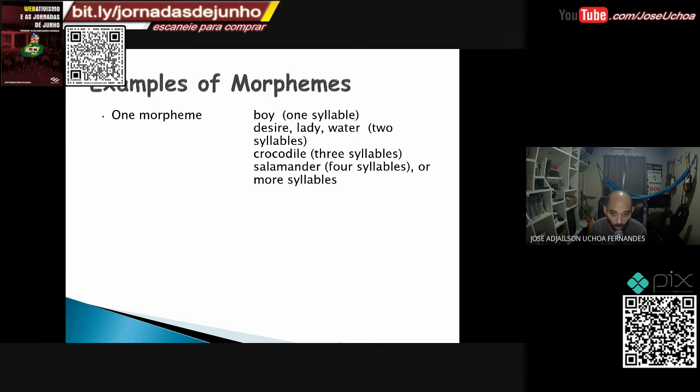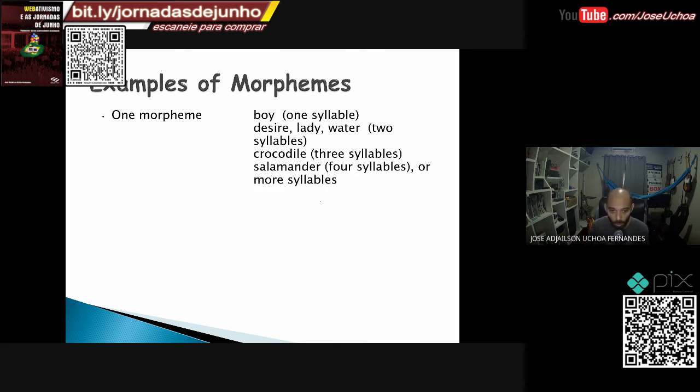even desire. I think desire, there is a controversy if it's two syllable or three syllable. For me, it's three syllable. Desire. But anyway, or crocodile. Okay, you cannot split it. You cannot make it smaller than that. Or salamander with four syllables, or so on. Okay, so differently from our big word that we all use in Portuguese, paralelepípedo, which we have parallel, which can be split. Parallel means side by side. So in this case, paralelepípedo is a word that can be split into morpheme.